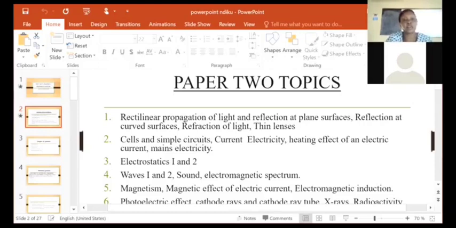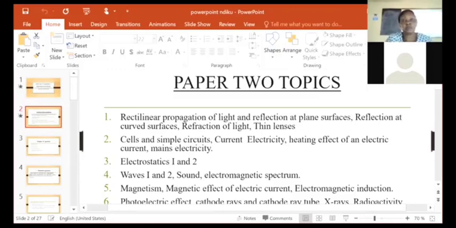Then we also have cells and simple circuits, that is Form 1, current electricity, Form 3, heating effect of an electric current, Form 3 also, and mains electricity, Form 4. All those deal with electricity, so we can have a structured question running through those topics. We have electrostatics 1 of Form 1 and electrostatics 2 of Form 3.